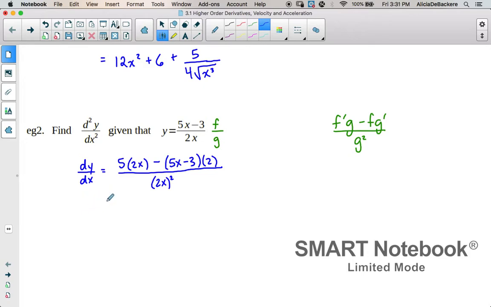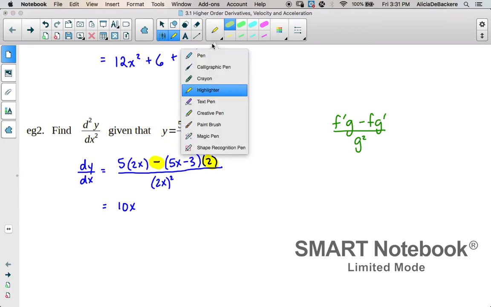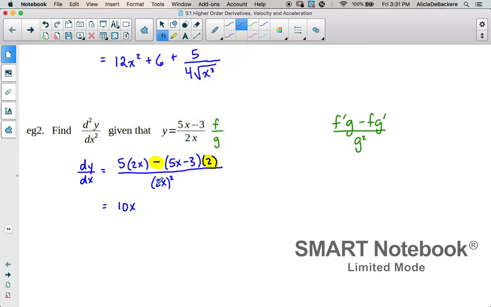So before I take the second derivative, it's in my best interest to clean this up a little bit. This is a mess for me to take the derivative of, and I'm kind of hoping that some nice things happen here. So I'm going to multiply 5 times 2x, and then I'm going to multiply the negative and the 2 into this bracket at the same time. So it's a negative 2 times positive 5x, that gives me negative 10x. And then it's negative 2 times negative 3, that gives me positive 6. And then on the bottom, I'm squaring the 2 and squaring the x.